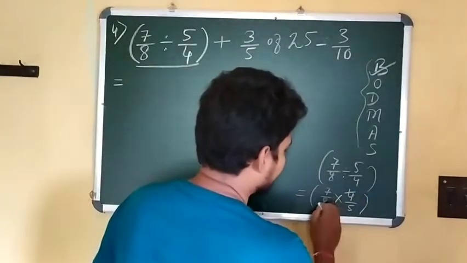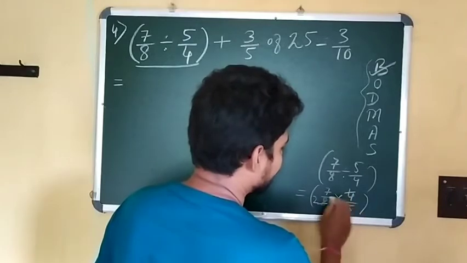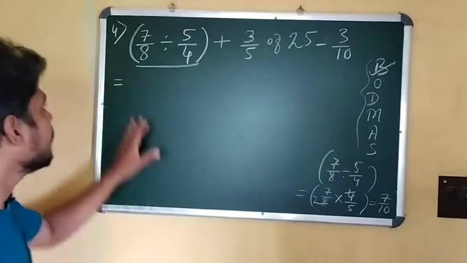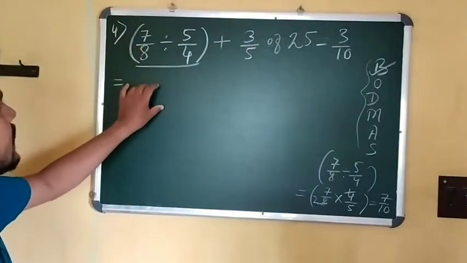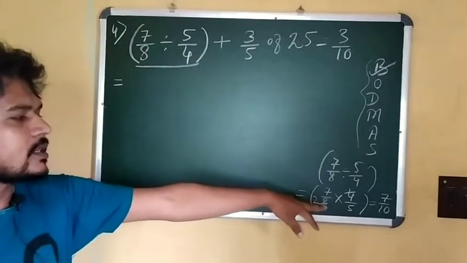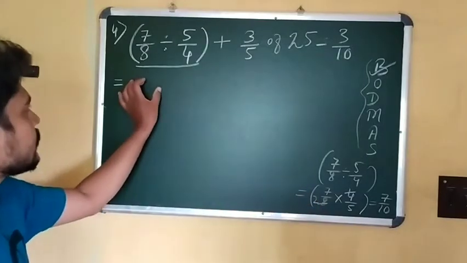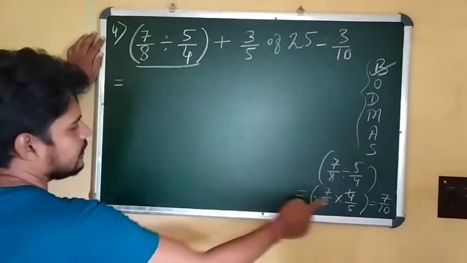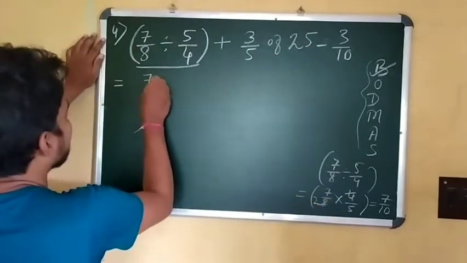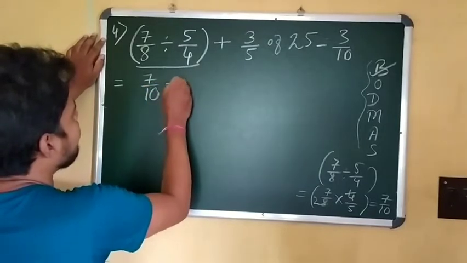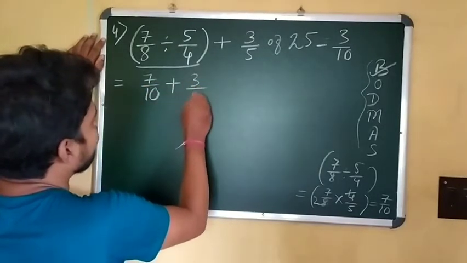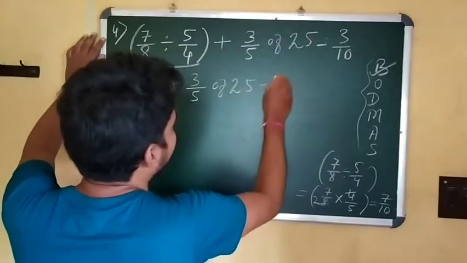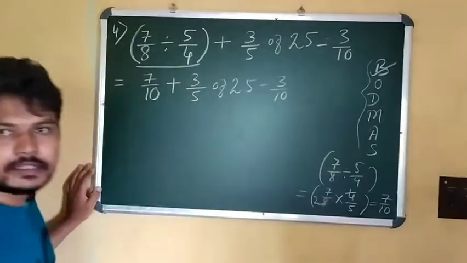So 4 and 8 cut by 4, it will be 7 by 10. So you directly write down this 7 by 10. Otherwise you show this operation as I have done here. You can solve this also here. So you have to write down 7 by 10. Then you give the plus sign. Then you write down 3 by 5 of 25 minus 3 by 10 as it is written.